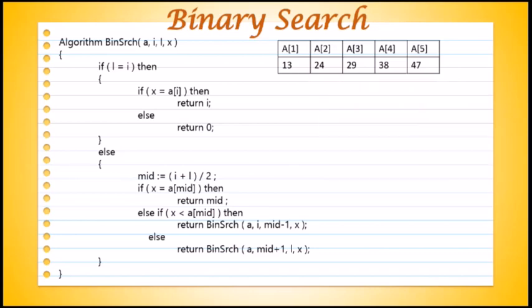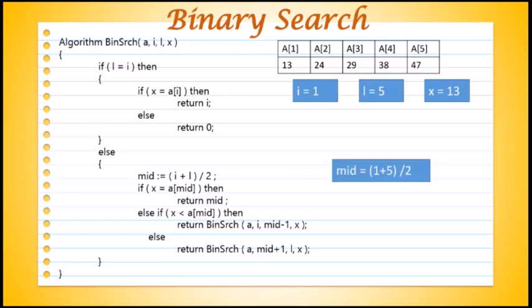Now we will take the same values. So I will be 1, L will be 5, and we are trying to search the element 13. So x will be 13. So again we will check whether L is equal to I. This condition is false. That means we will execute the else part. So in the else part, we will first calculate the value of mid. So 1 plus 5 divided by 2, that is 3. So the mid value will be 3.